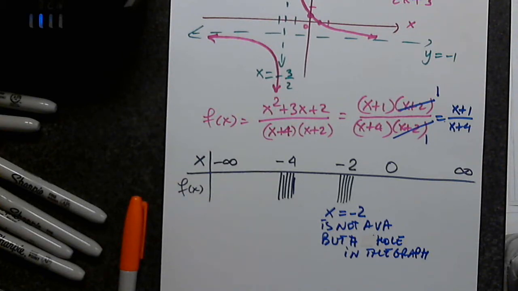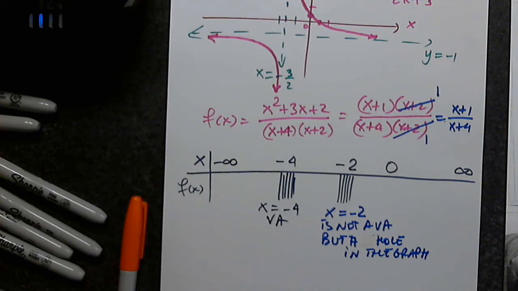So negative 2 is still undefined because we're graphing this. But now because x plus 2 went away, it's not in the function anymore. That cannot be a vertical asymptote. Only the factors that stay in the denominator are vertical asymptotes. So now I go back and I will say x equals negative 4 is a VA. It cannot be simplified with anything from the top, and it cannot go away.